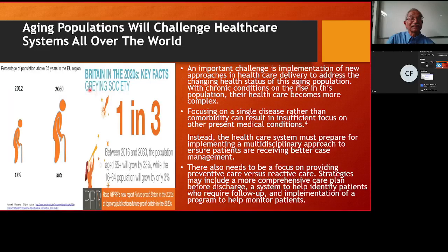Britain, in the 2020 key facts, is also facing the same thing. 70% in 2012, they will be 30% in 2060 in Britain. Britain is also an old-people country now, with more older people than younger people, and they are facing their problems. Their healthcare is consuming a lot, and focusing on a single disease rather than comorbidity can result in insufficient focus on other conditions.